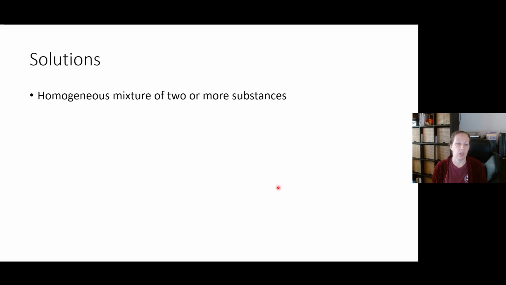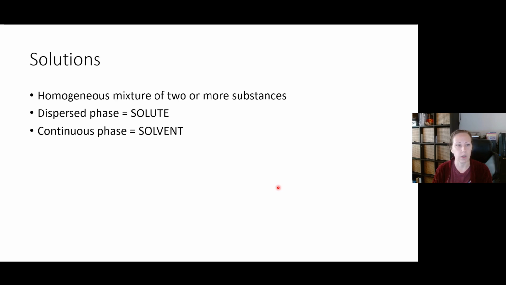So more about solutions. Solutions are going to be a homogeneous mixture of two or more substances. And the dispersed and the continuous phase have special names when we are talking about solutions. In solutions, the dispersed phase is the solute, and the continuous phase is the solvent, right? So the solvent is what the solute is dissolved in, okay? In solutions, the solute cannot easily be filtered or separated out. The book says it just cannot be filtered or separated out. There are some methods to do that in many cases, though.